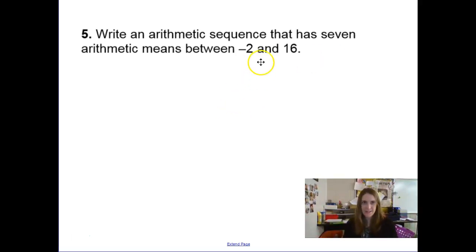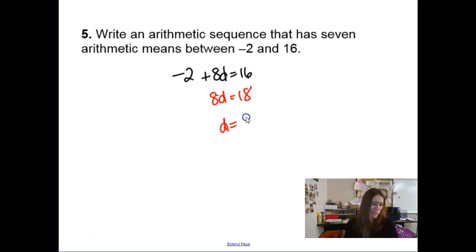Write a sequence that has 7 arithmetic means between -2 and 16. So 7 blanks, but remember that's 8 hops or steps to get to 16. So adding 2 over, we got 8d equals 18, and d equals 2.25, right? There we go. So then they want the arithmetic sequence, and again, whatever form at this point, guys. First term is -2. Common difference is 2.25.